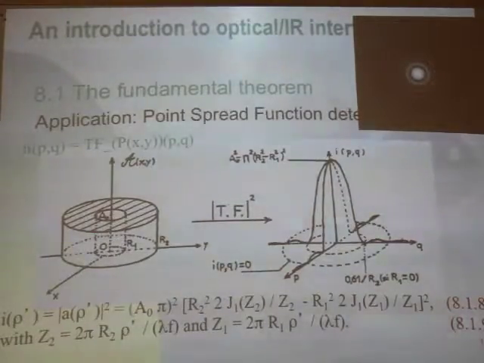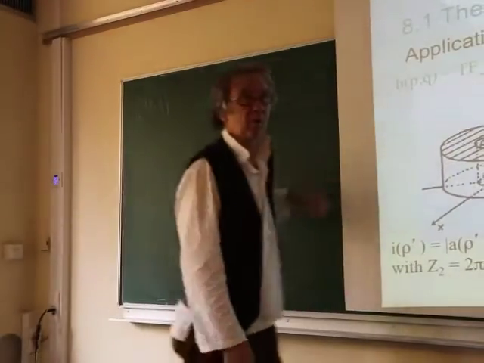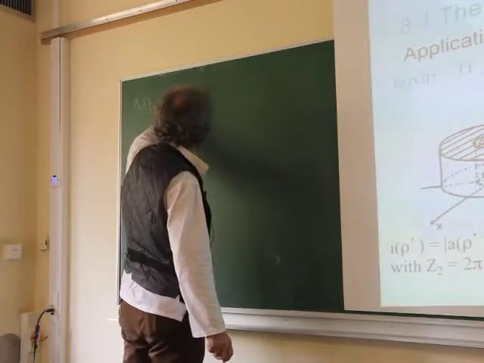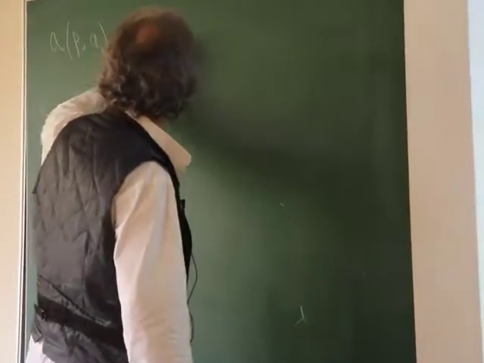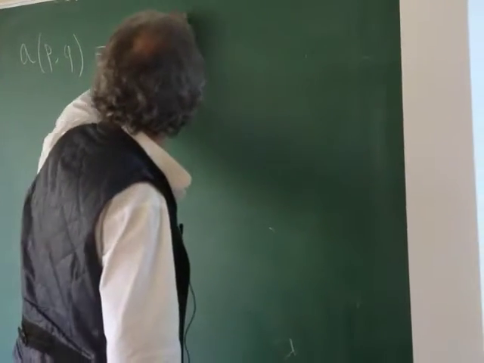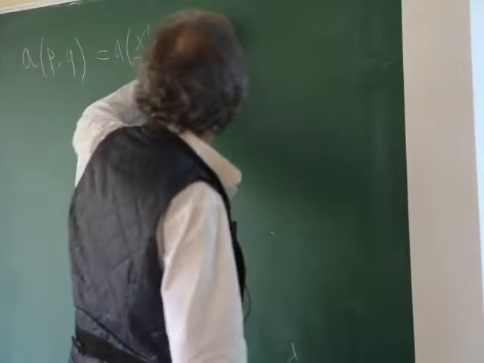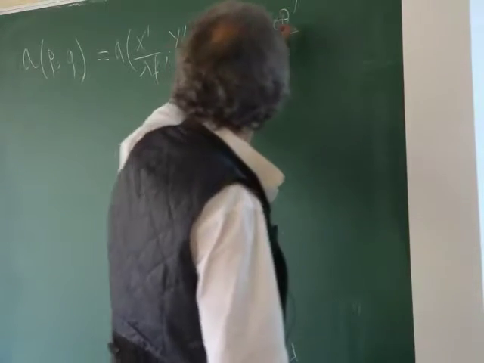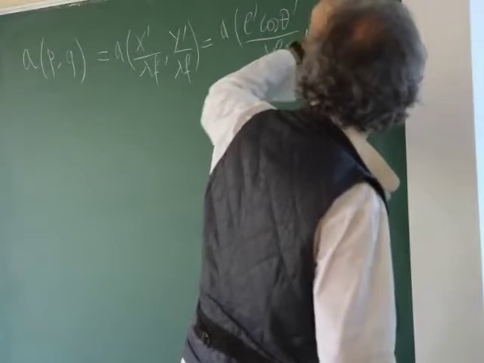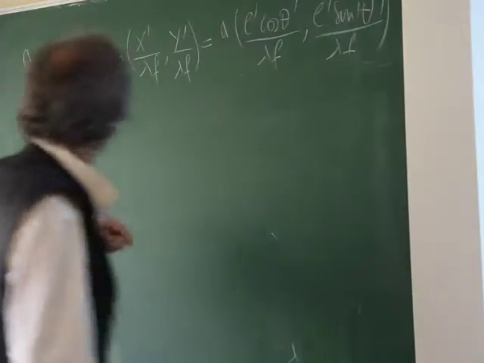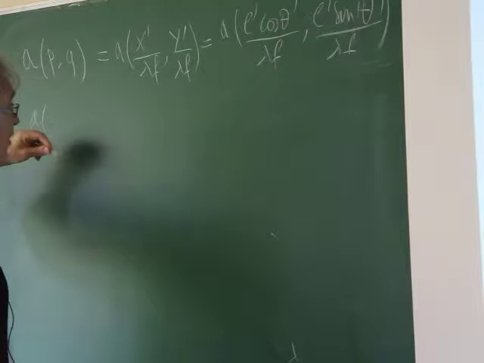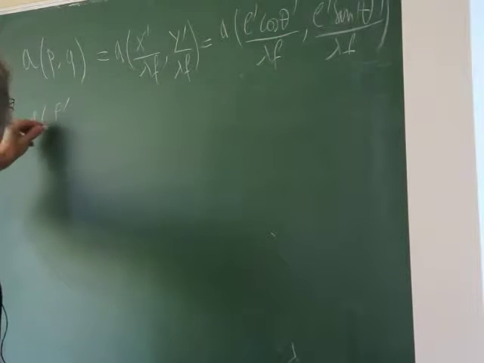the distribution of the amplitude in the focal plane, which normally should be P(u,v), but because of the symmetry we just adopted polar coordinates. So we say this is also equal to A, x prime over lambda f, y prime over lambda f. But because of the symmetry, this could be replaced by rho prime times cos theta prime over lambda f, and here rho prime sine theta prime over lambda f. And finally, we saw that it was not dependent on theta prime. So at the end, the distribution of the amplitude in the focal plane is just a function of rho prime over lambda f.